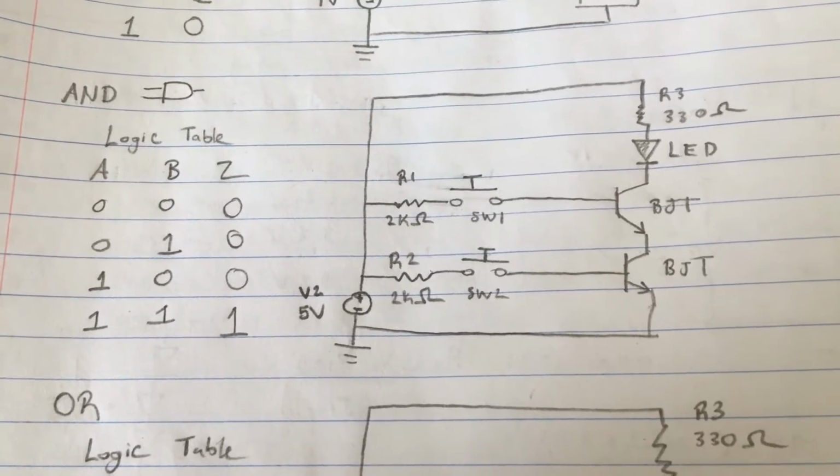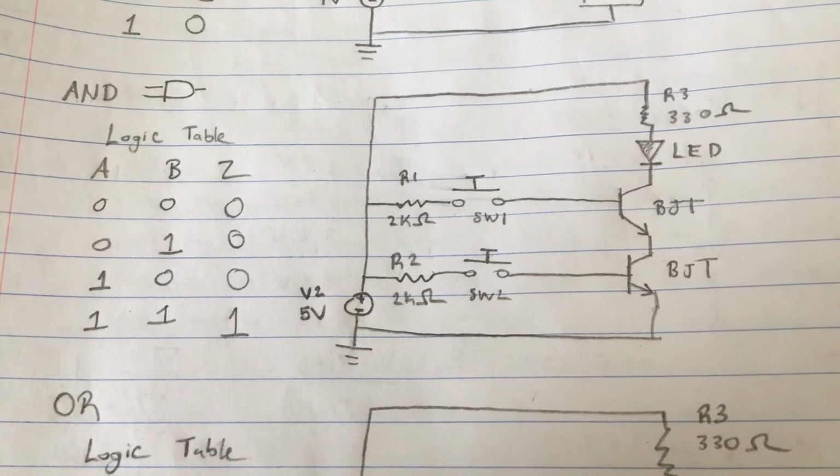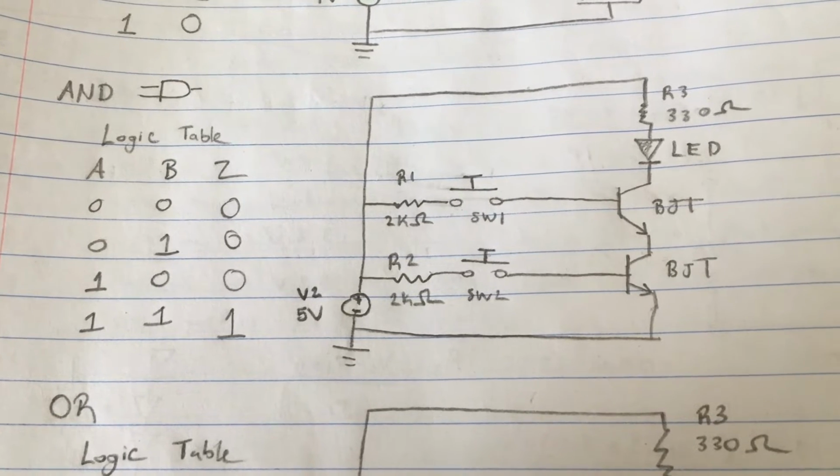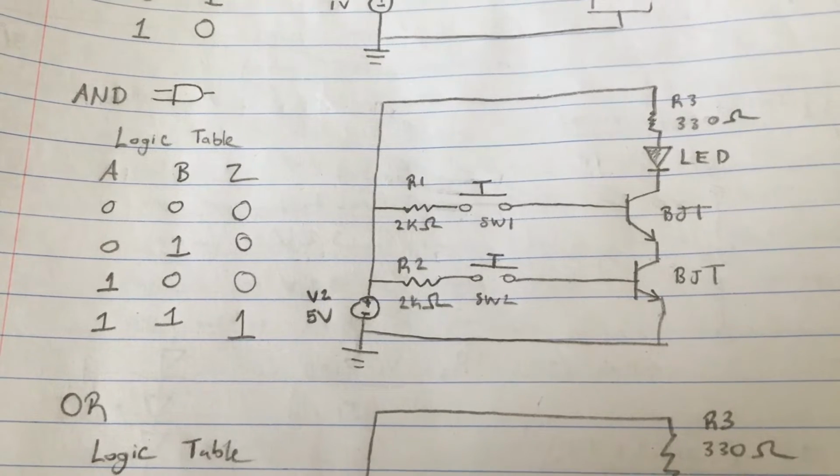Our third circuit diagram is going to be for our AND logic gate. Our logic truth table says that we now have 2 inputs, which are A and B, and 1 output, which is C. If we have 2 inputs of a 0, we're going to have an output of a 0.